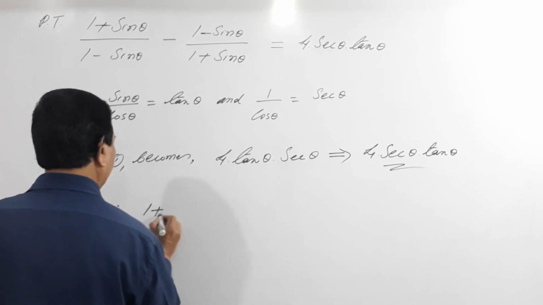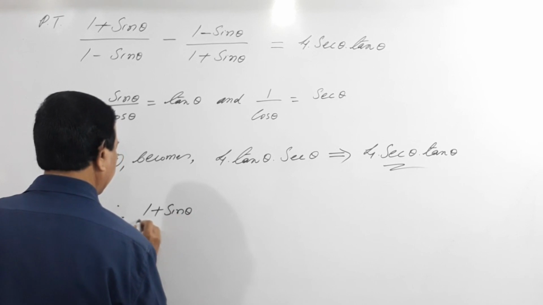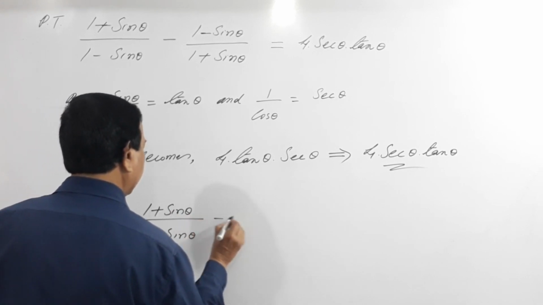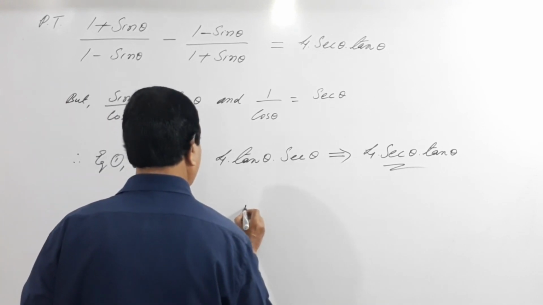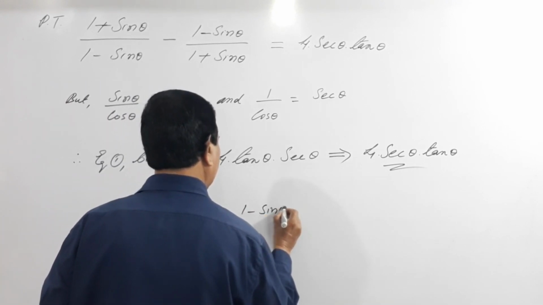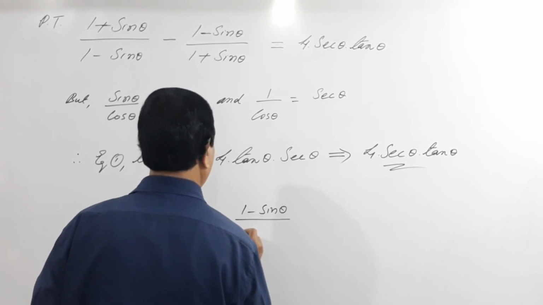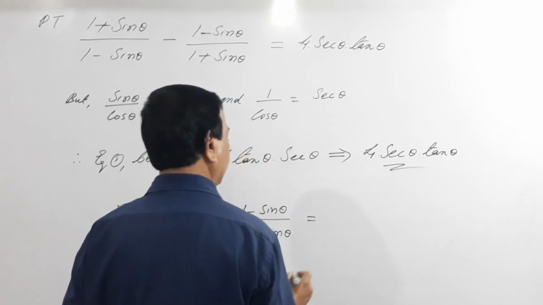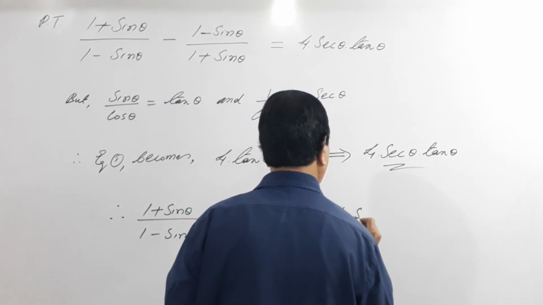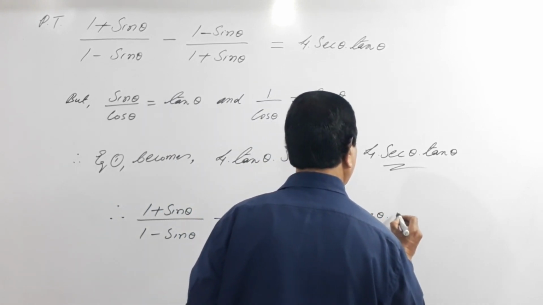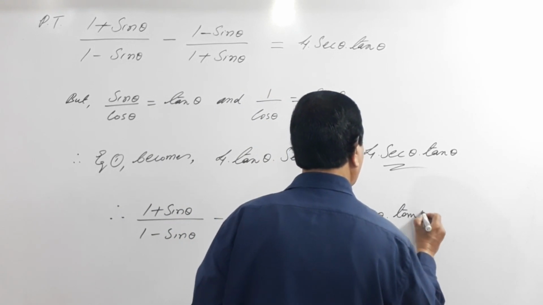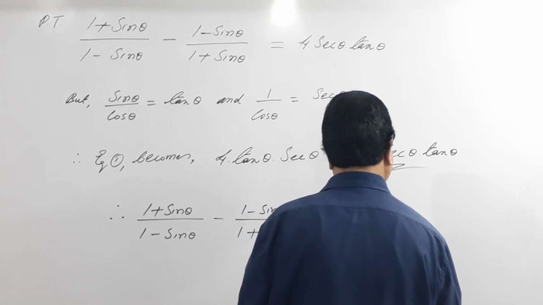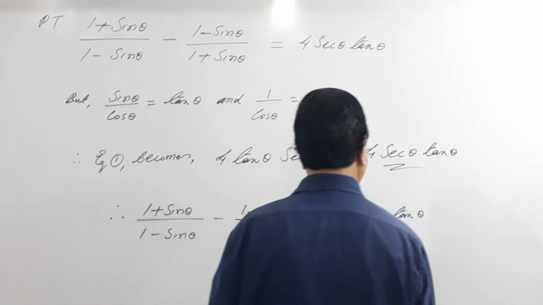Therefore, 1 plus sin theta by 1 minus sin theta minus 1 minus sin theta by 1 plus sin theta equals 4 secant theta into tan theta. Hence proved.